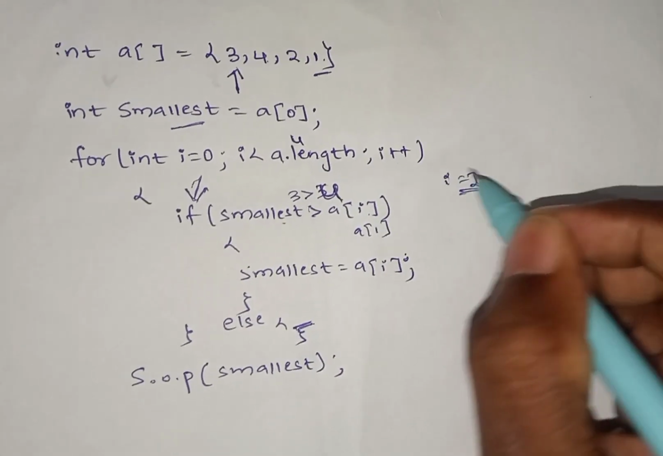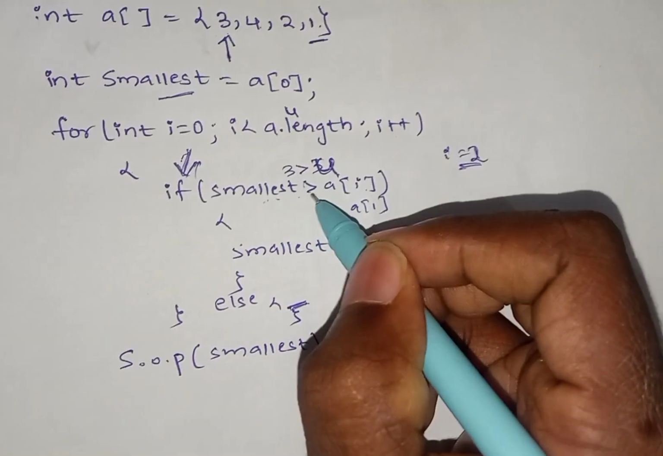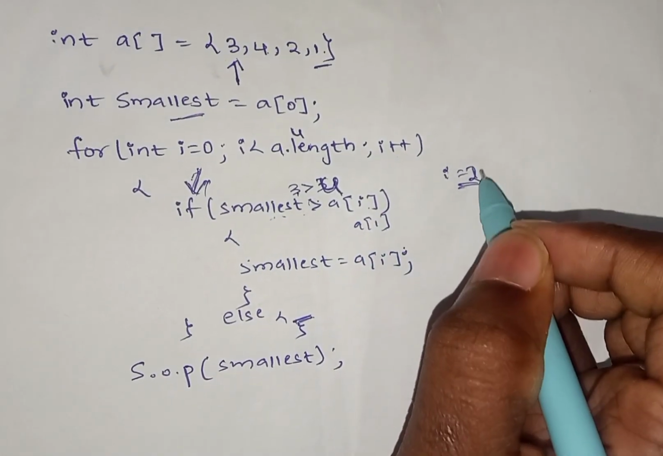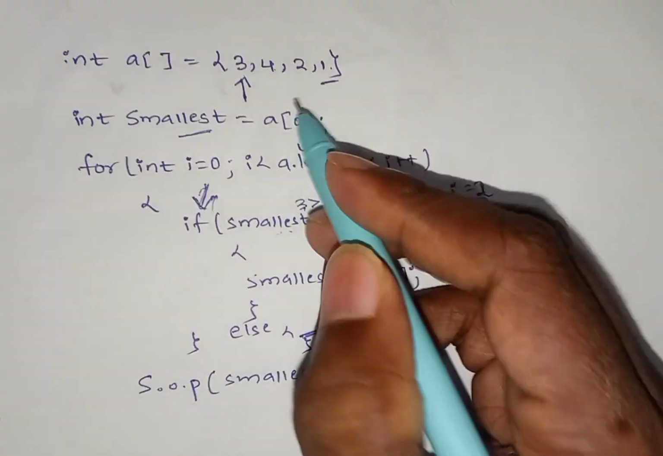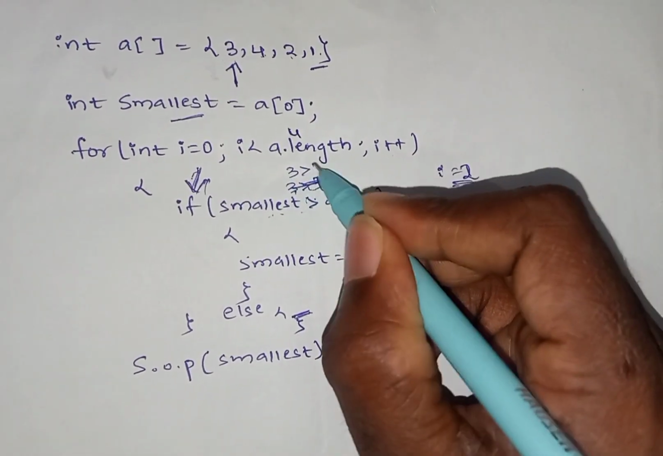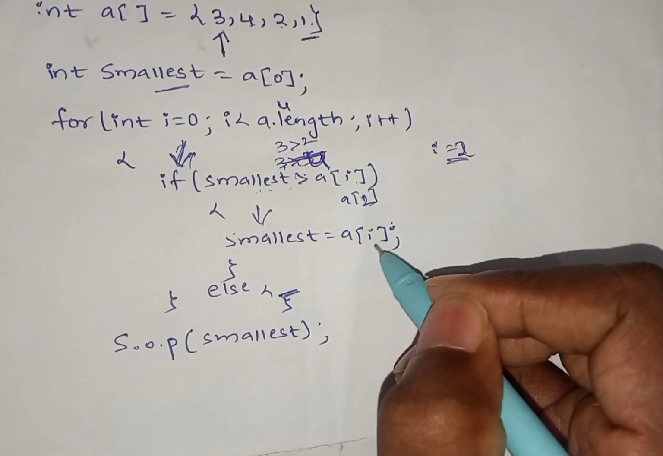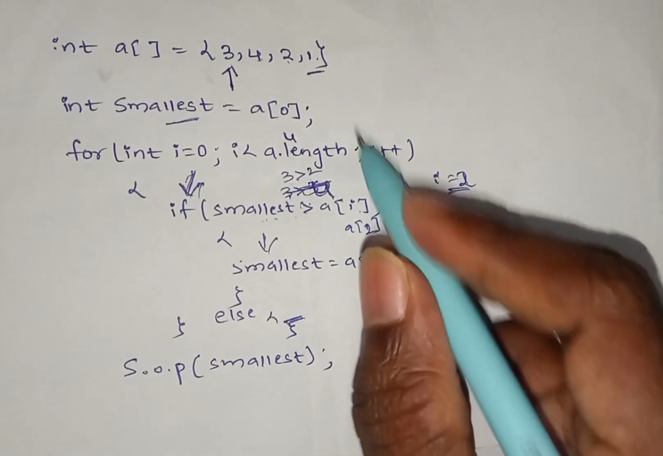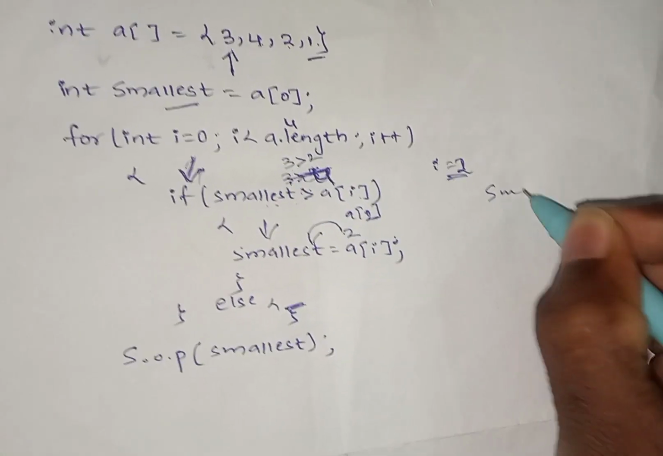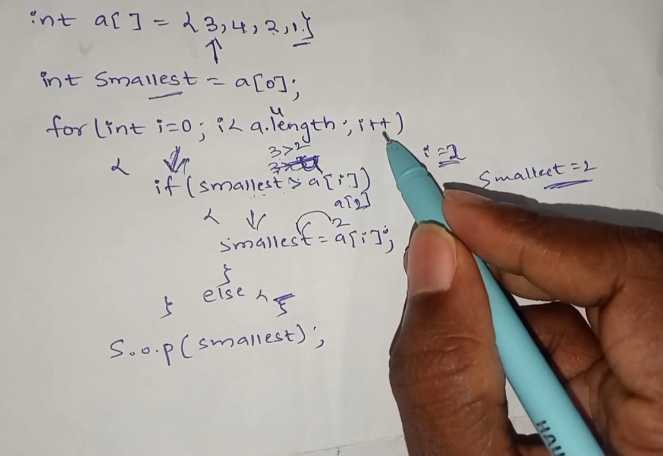Now i becomes 2, checks for the condition 2 less than 4, condition is true. Enters into the for loop, checks for the condition smallest greater than a of i. Now smallest is 3, greater than a of i, so i value is 2 now. So a of 2 value is 0, 1, 2, a of 2 value is 2, so it checks for 3 greater than 2, condition is true, so enters into the if block now, that is smallest equals to a of i. So a of 2 is equals to 2, so 2 will get stored into smallest. Now smallest becomes 2, this is the updated value. Okay, now i gets incremented by 1.